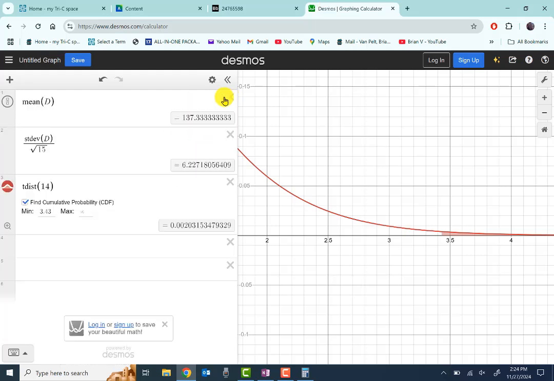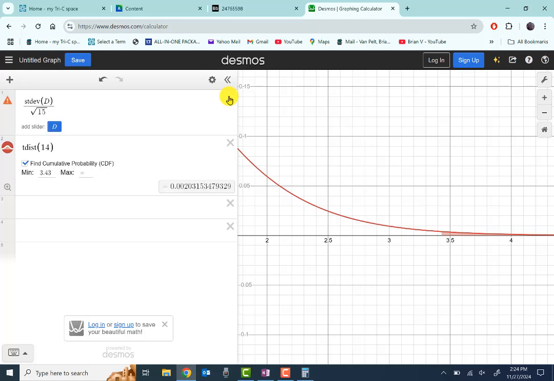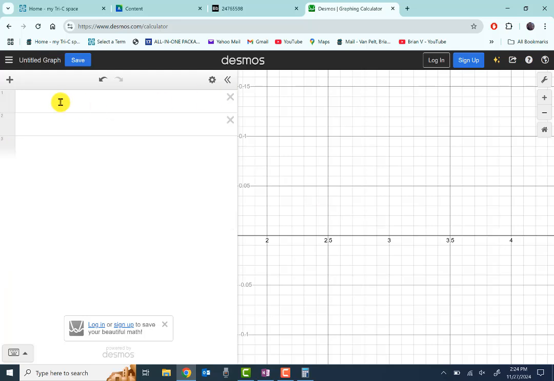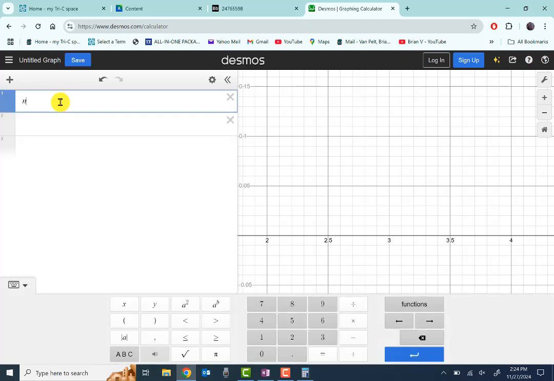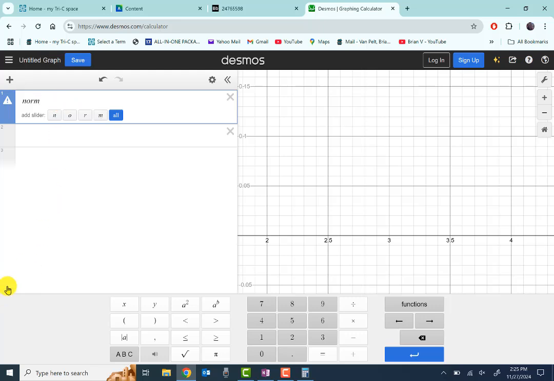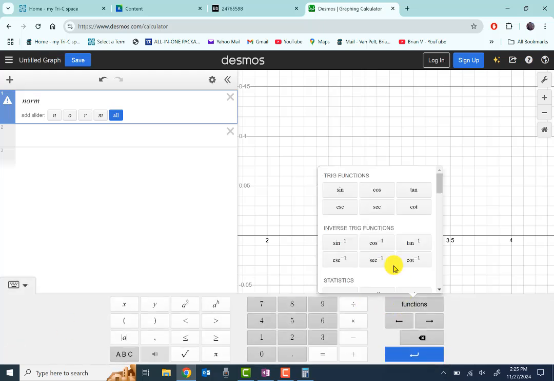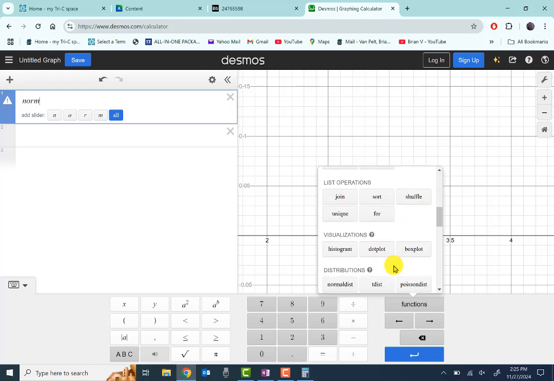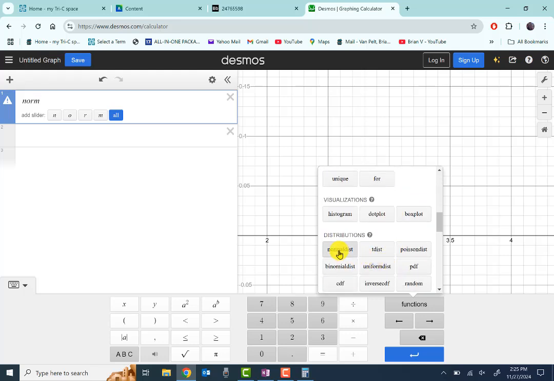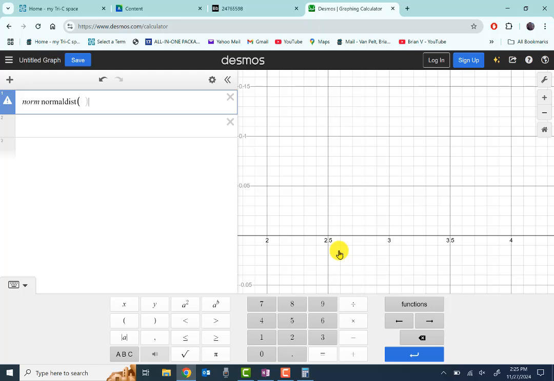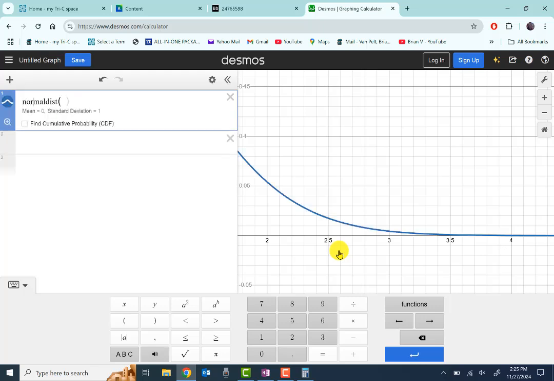So I'm going to go ahead and delete all the rest of the things. And you can find it by going to the keyboard, because I don't remember the command. I don't know how much of it you need to type in before it recognizes the command. Oh, you type in normal dist, okay. Apparently it did not get rid of what I had there already. All right, so the normal distribution.